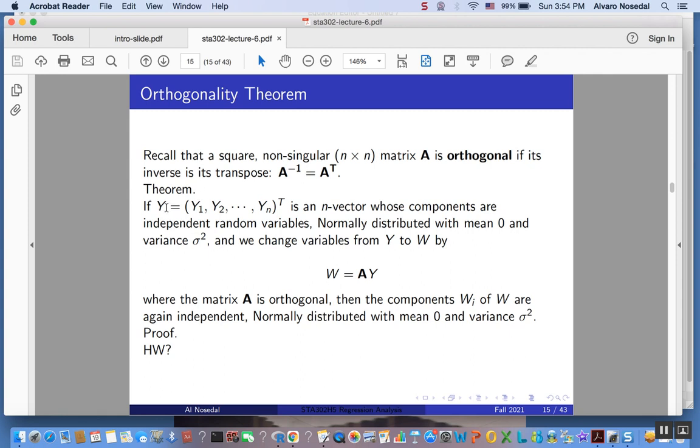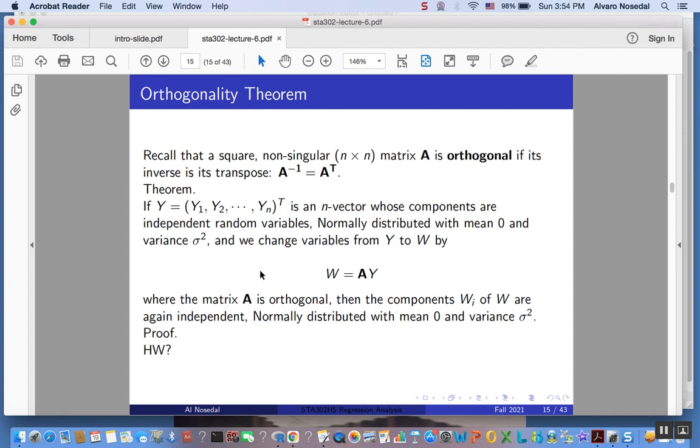So what we have here is a random vector with n components, and each individual component has a normal distribution with mean 0 and variance sigma square. And they are independent of each other. Make sense?